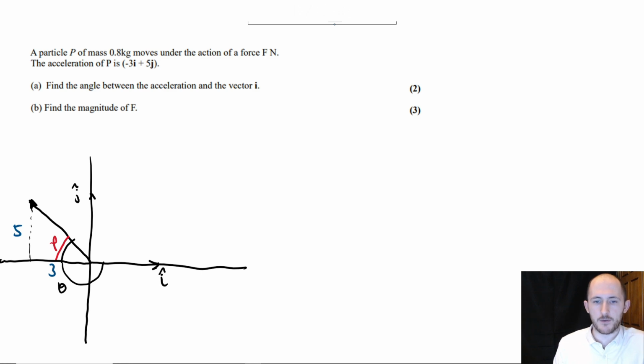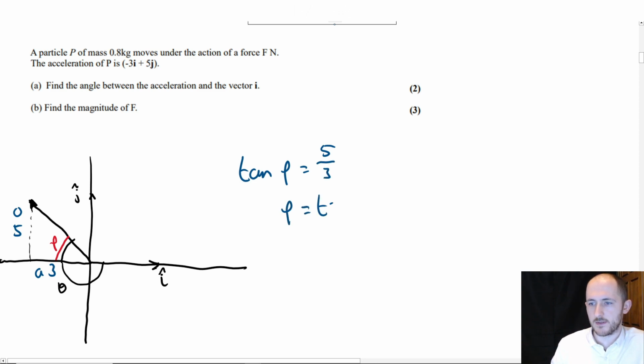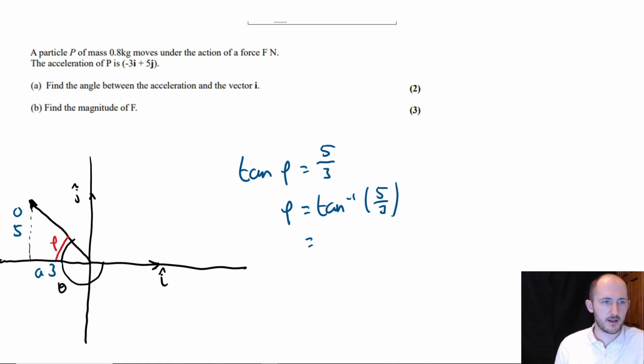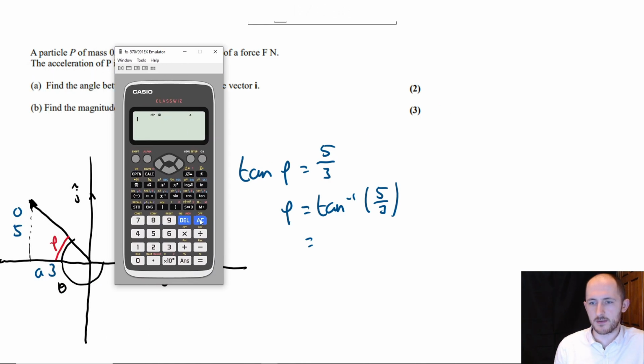So all we need to do is use trigonometry. Okay? So the sides we have are opposite and adjacent, so we're going to use tan. So tan phi equals opposite 5 over 3, and phi is just equal to inverse tan. So if we use our calculator quickly, make sure we're in degrees mode, which I'm not, then all we do is inverse tan 5 over 3, 59 degrees.